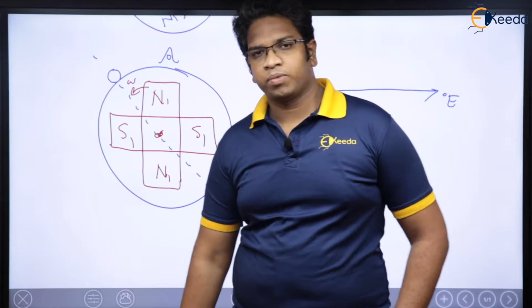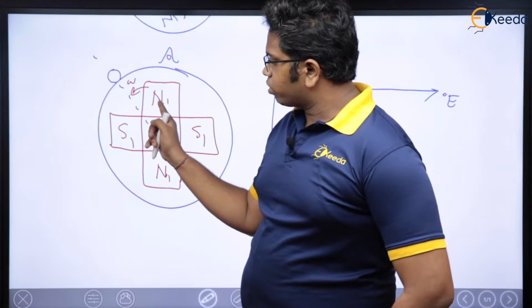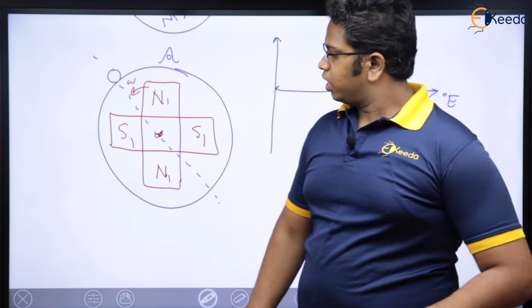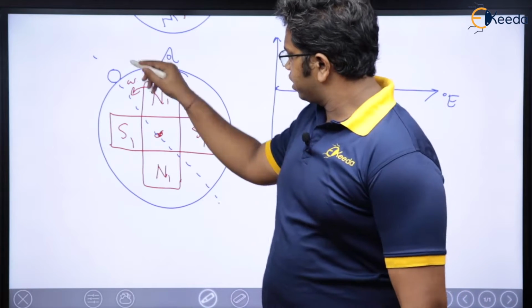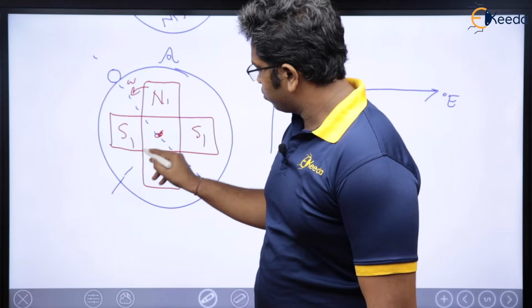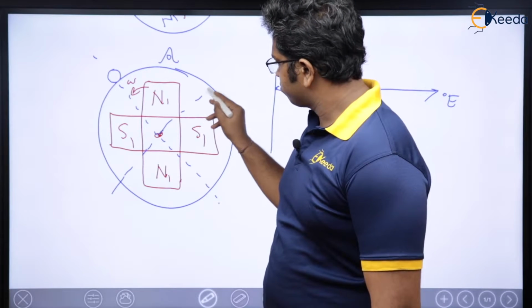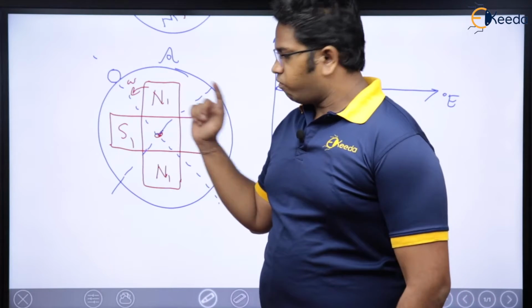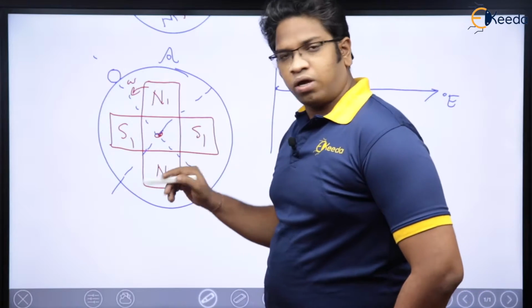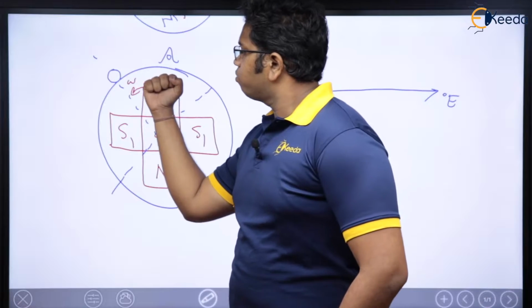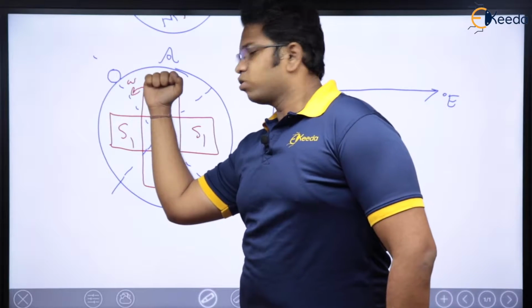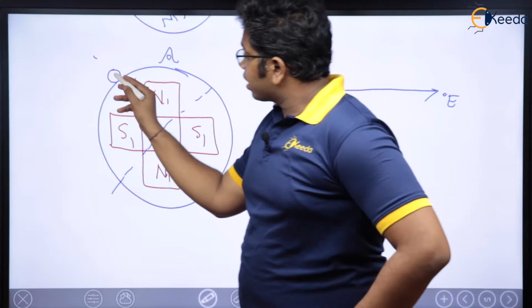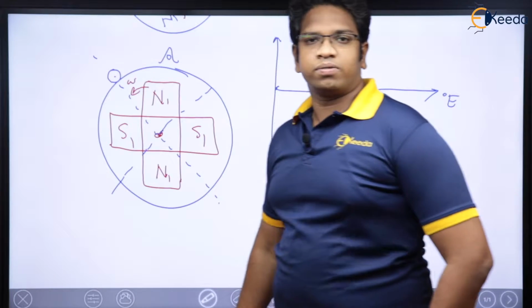As of now. What happens when I mechanically rotate my rotor by 45 degrees? If this is the interpolar axis, this is also again the interpolar axis only. Why? Because there are no poles here. Now you please tell me, when my rotor poles are rotated by 45 degrees, what will happen? Maximum induced voltage will be there here or not?